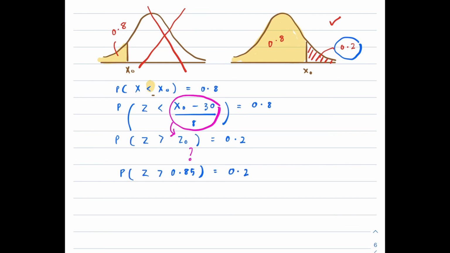So how can you have the X0 value? Just substitute back the formula. X0 minus 30 over by 8 is equal to 0.85. So your X0 answer will be 36.72.